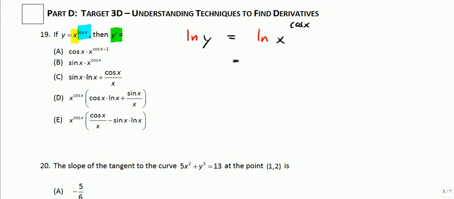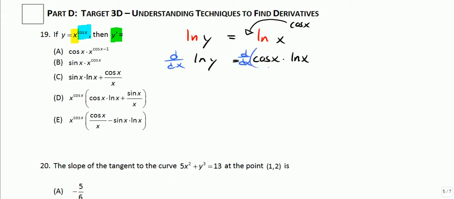Second thing, I know properties of logarithms. This thing gets to come out front, so that's cosine x, natural log of x. So all I've done is a little symbolic manipulation here. No calculus, no derivatives. The next step, though, is to take the derivative of both sides.